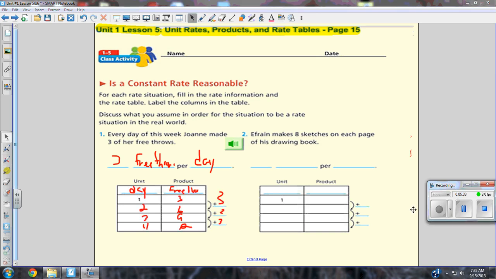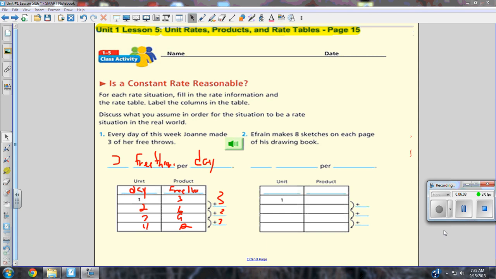Alright, your rate table should look like this. Underneath units, you should have the day, and the product would be the free throws. So in 1 day, she makes 3. In 2 days, she makes 6. In 3 days, she makes 9. And 4, she makes 12. And then on the right, you have a plus 3, plus 3, plus 3. Now, again, with this rate being reasonable, it would not likely unless she would stop each time she makes 3.